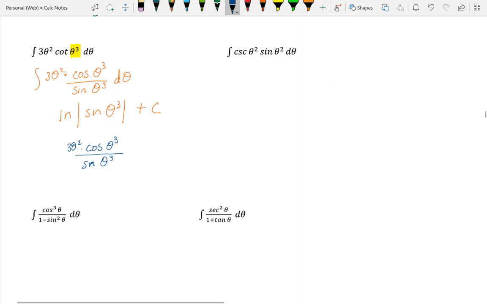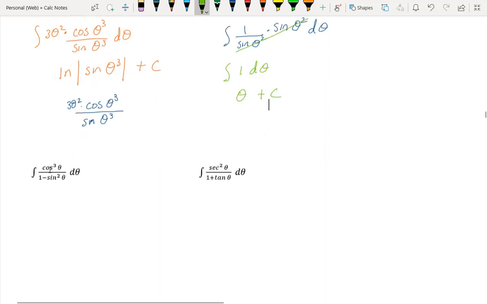Let me see. This time we've got secant theta squared, sine theta squared. Well, I know that cosecant is just 1 over sine of theta squared, so that would be equivalent, times another sine of theta squared, d theta. So this is kind of nice because the sine thetas cancel each other out, and I'm left with the integral of 1 d theta, which is just theta plus c. See, sometimes a little easier than it looks.